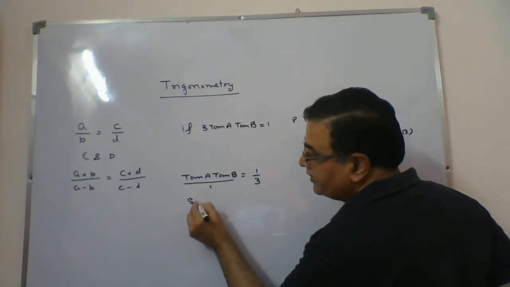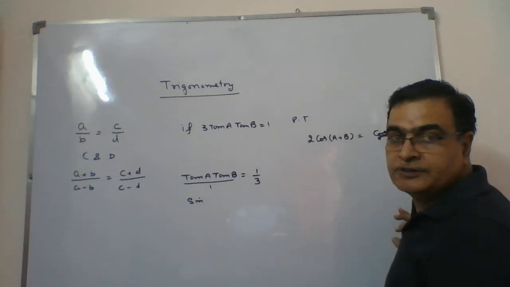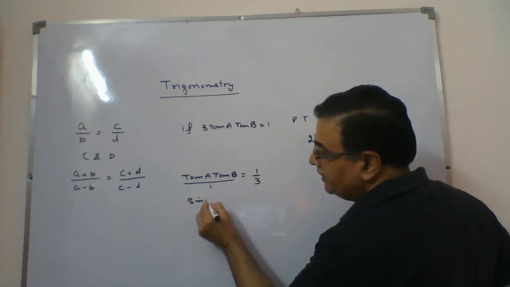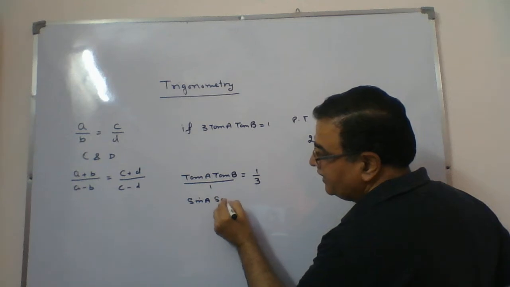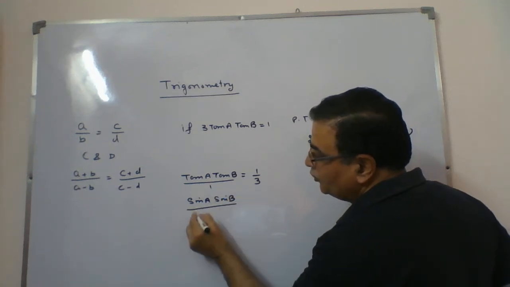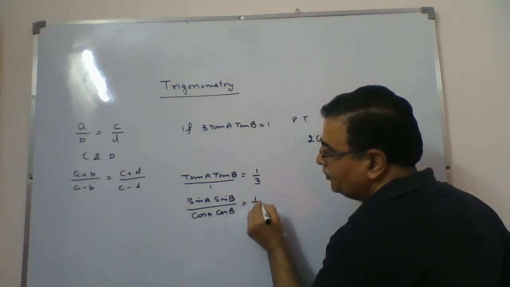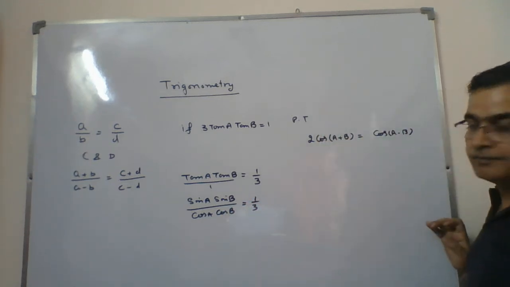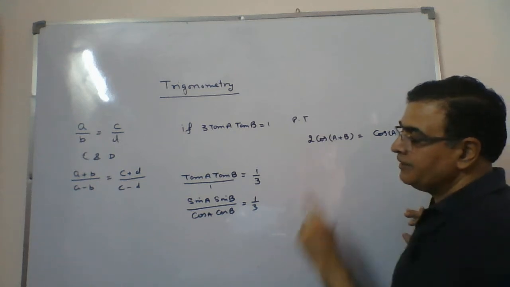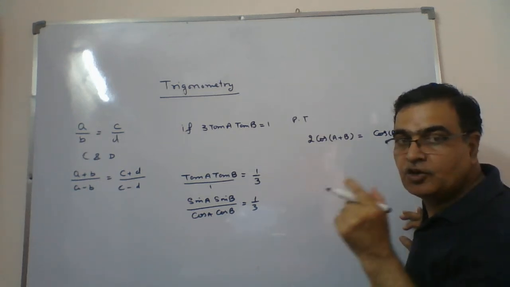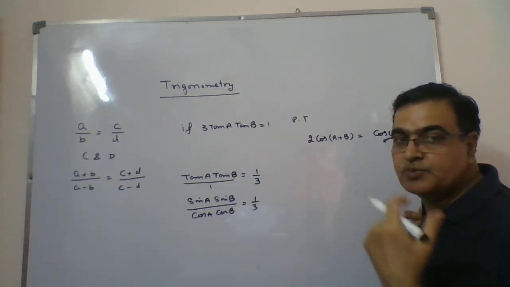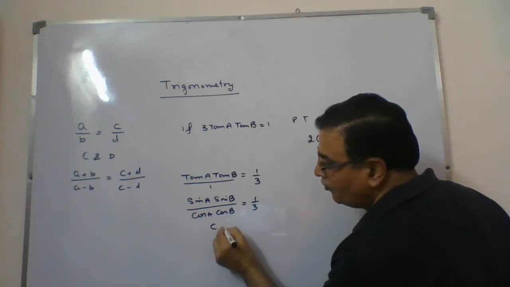Convert this into sine and cos, because you want the formula of cos here. So sin A sin B over cos A cos B comes out to be 1 by 3. And as I want cos(A plus B) and cos(A minus B), I need cos A cos B minus sin A sin B and cos A cos B plus sin A sin B. So we'll use componendo and dividendo.